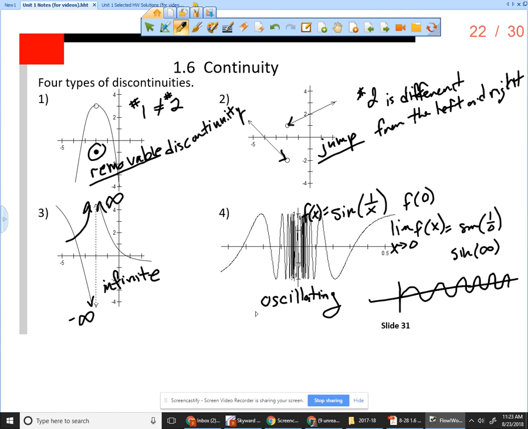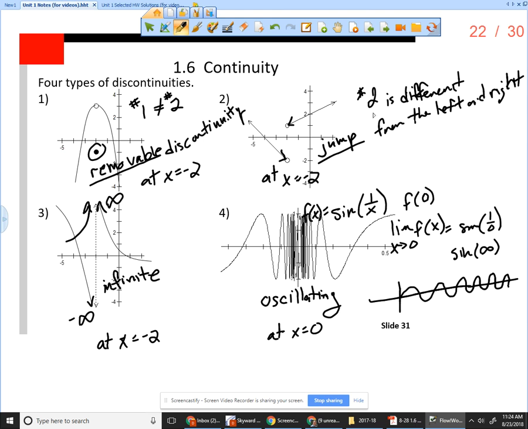So this function is not continuous because this is an oscillating function. We say it's not continuous at x equals 0, but it is continuous everywhere else. This function is not continuous at x equals -2, but it is continuous everywhere else. This one is not continuous at x equals -2, but it is continuous everywhere else. And this one is not continuous at x equals -2, but it is continuous everywhere else. So that's the big key. It is continuous everywhere else.